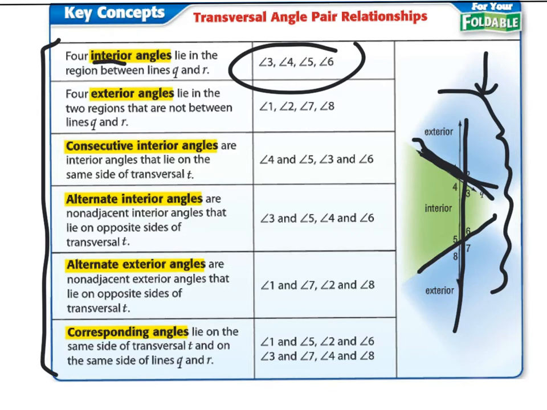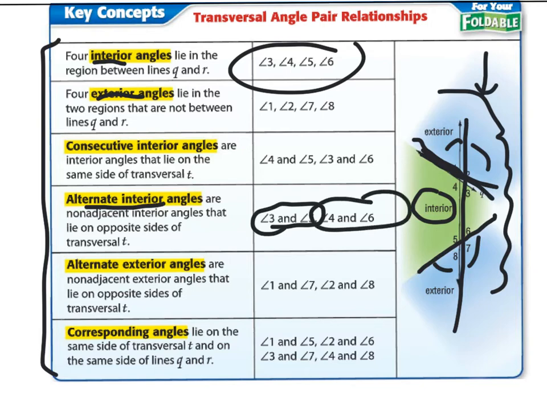So interior are 3, 4, 5, and 6. They're on the inside in this green area. Exterior are 1, 2, 7, and 8. And then alternate interior, like I explained, would be 3 and 5. Look at your picture. And 4 and 6. Alternate exterior, look at your picture. Process what I'm trying to tell you here. 1 and 7, 2 and 8.